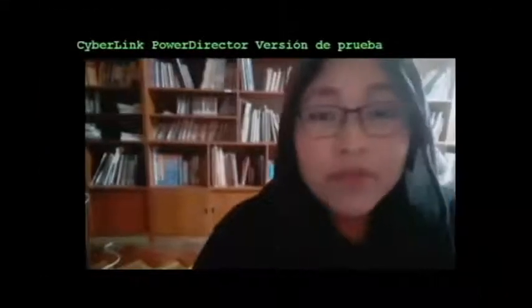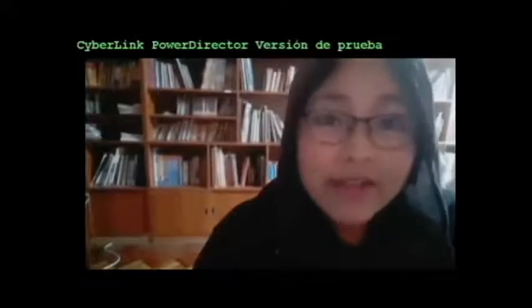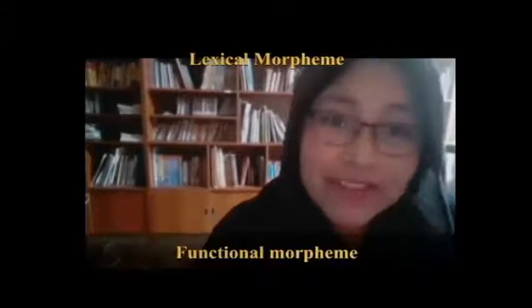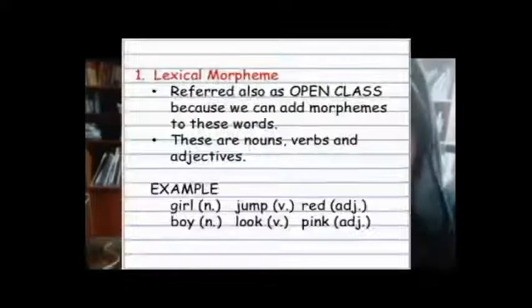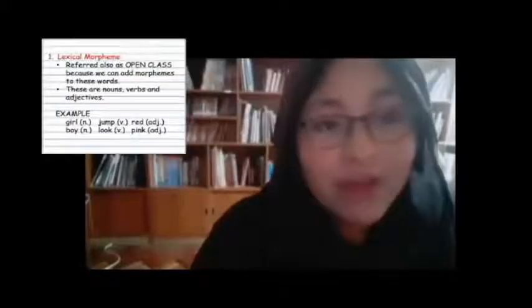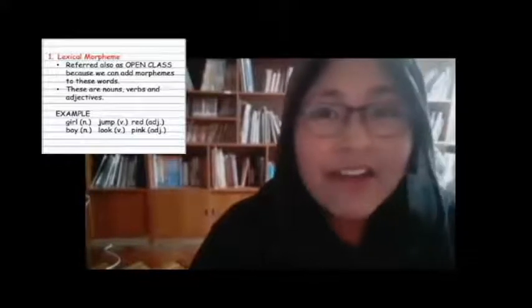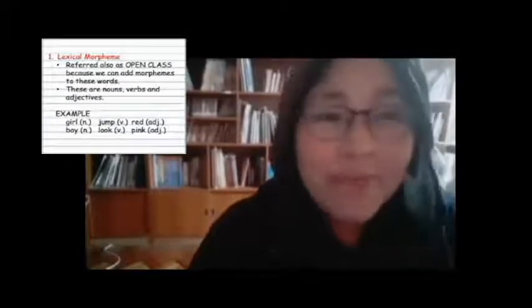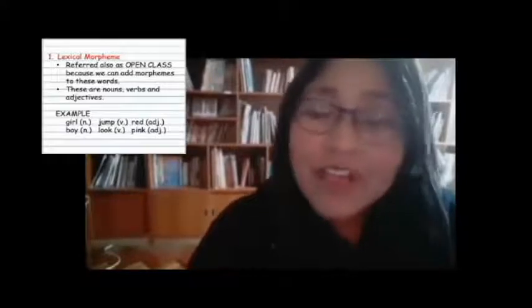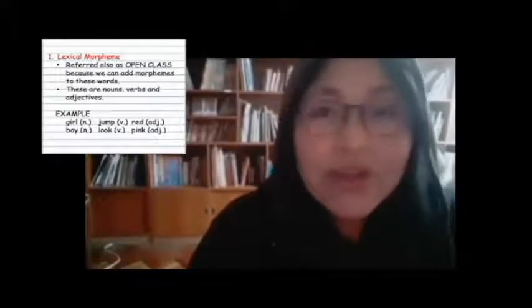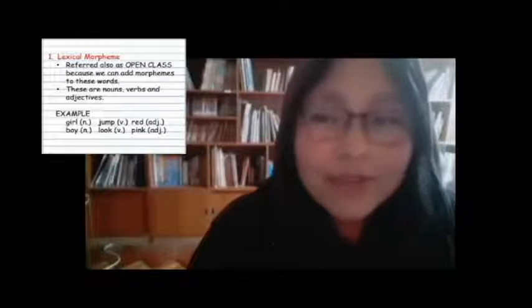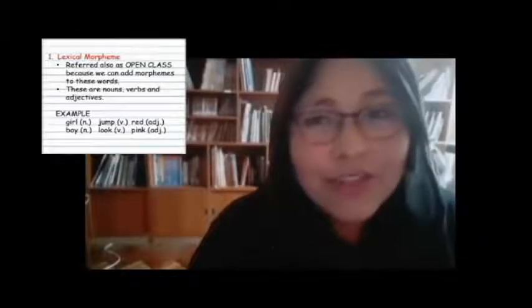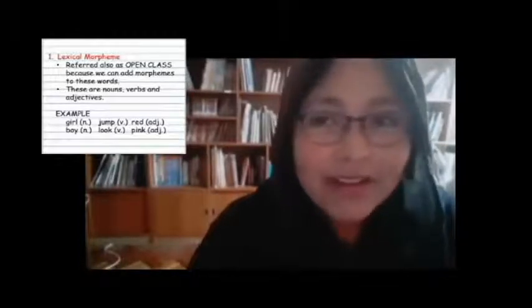Free morphs fall into two categories: lexical morphemes and functional morphemes. Lexical morphemes are the set of ordinary nouns, verbs, and adjectives that carry the content of the message we convey. Since we can add new lexical morphemes to the language, we call these open class words. For example, nice, look, house, etc.